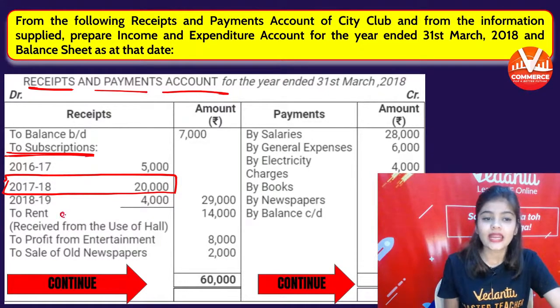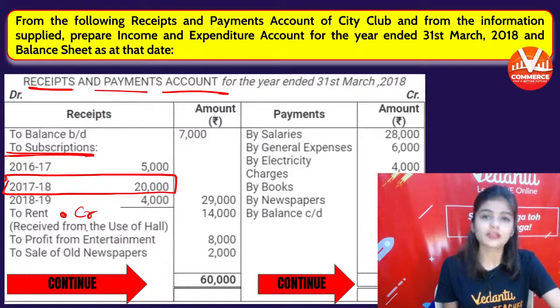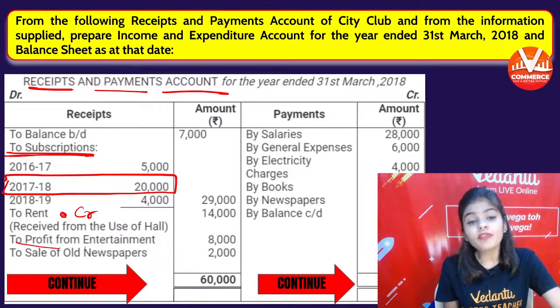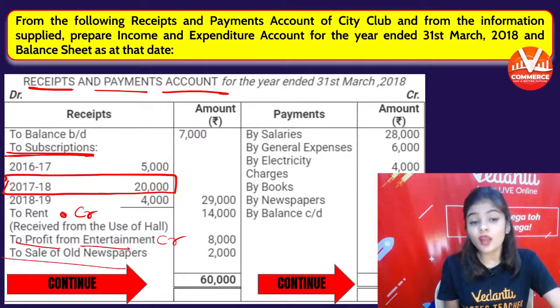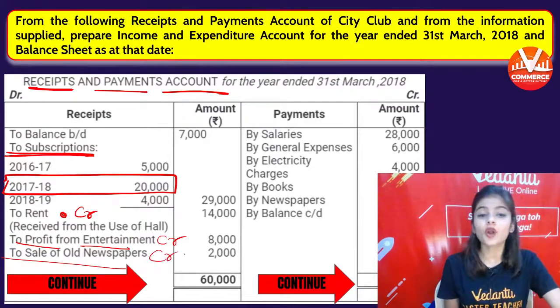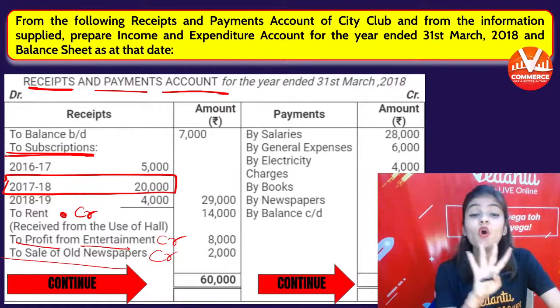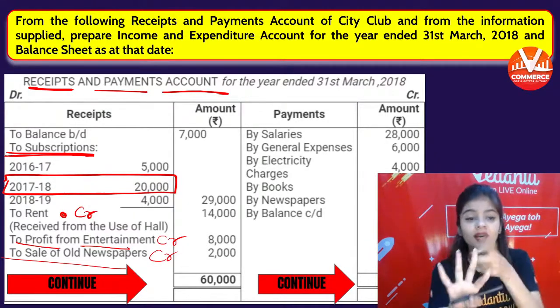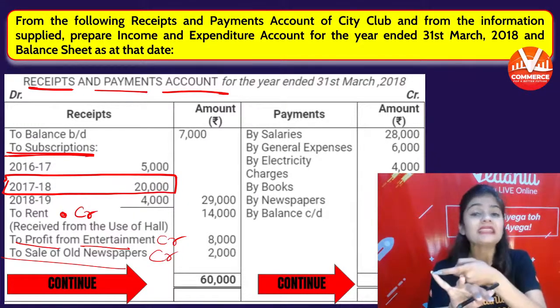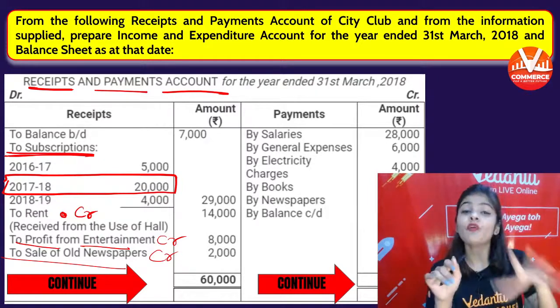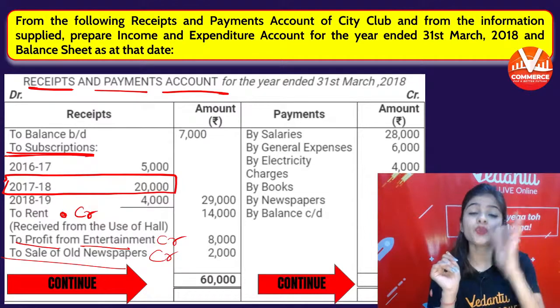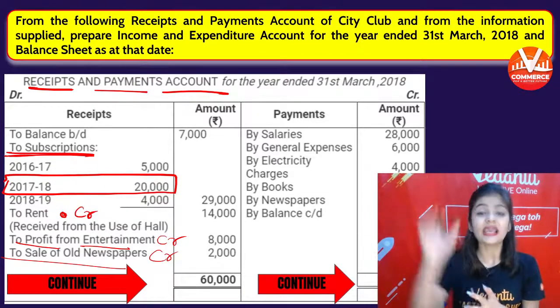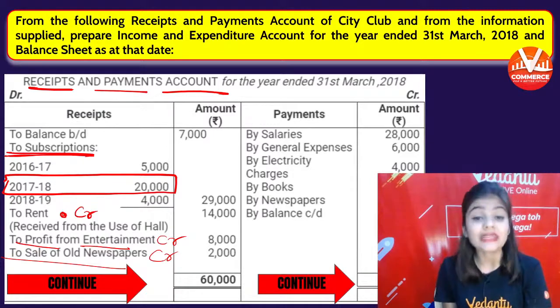Then rent, it is your income. You will record on the credit side of income and expenditure account. Then profit from entertainment, you will record on the credit side. Sale of old newspaper income, you will record on the credit side. So these four items are your income: subscription, rent, profit from entertainment and sale of old newspaper. These four items are your revenue receipt. You will record it in the income and expenditure account credit side.